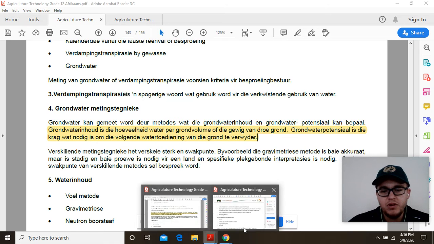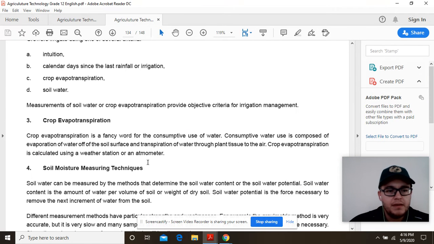In the English book it says here, crop evaporation. Crop evaporation is a fancy word for the consumptive use of water. Consumptive water use can comprise evaporation of water from the soil surface and transpiration of water through plant tissue in the air. Crop evaporation is calculated using a weather system and also an atmometer.